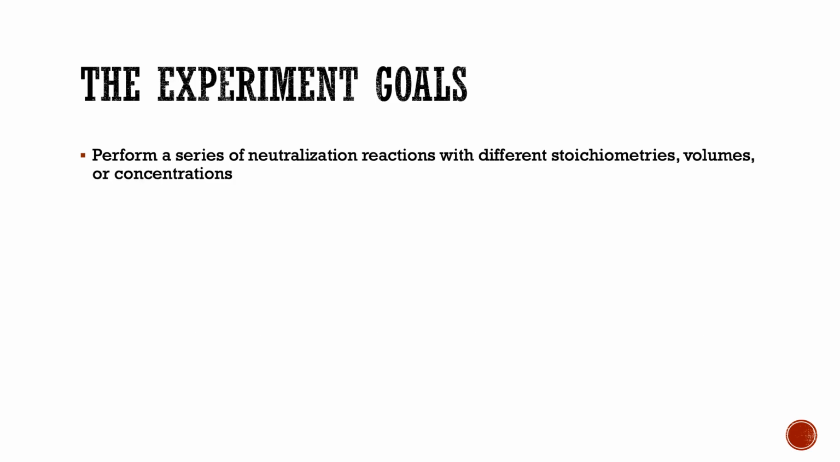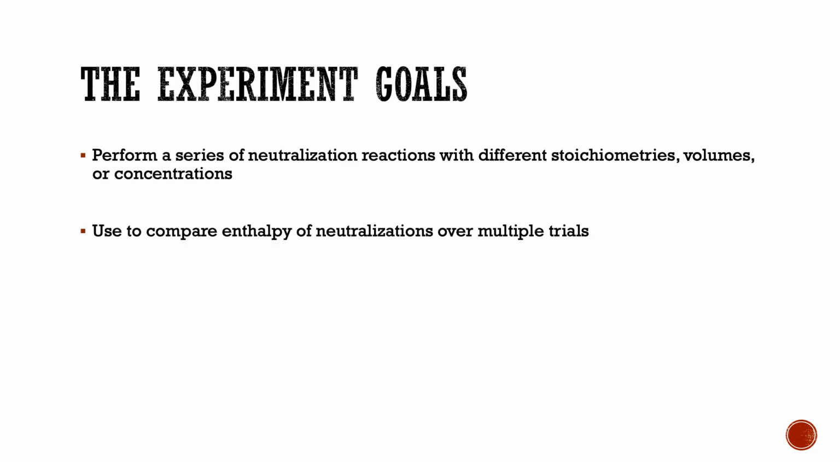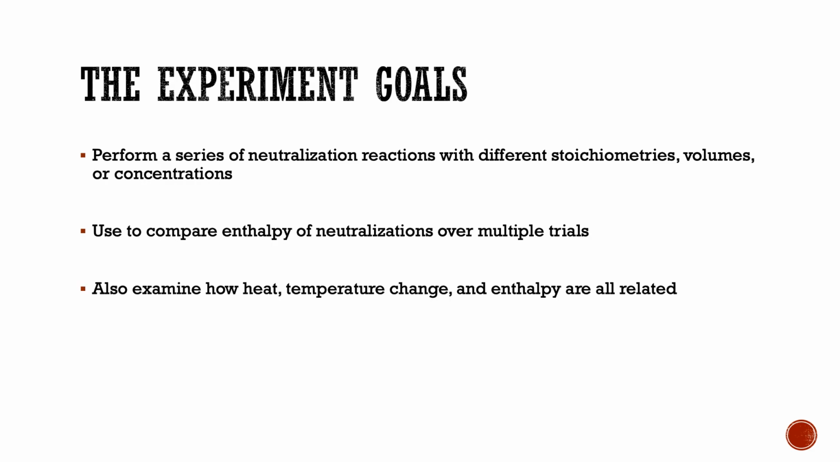Now, the goals of the experiments you're going to be running. You're going to be performing a series of neutralization reactions, like 5 of them in total, that have varying stoichiometries or volumes of the acid and base or concentrations of the acid and base, and recording temperature change data. How does the temperature change each time? The idea is you're going to be calculating the enthalpy of neutralization for each trial and seeing whether the enthalpy of neutralization changes for each of those trials based on those factors.